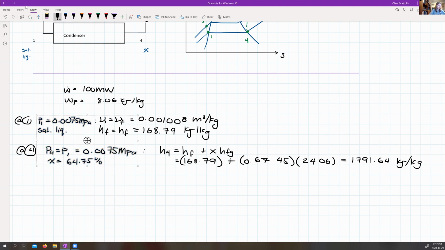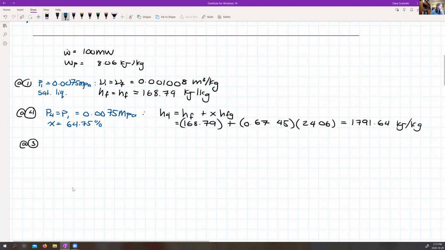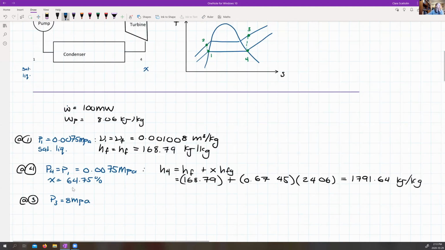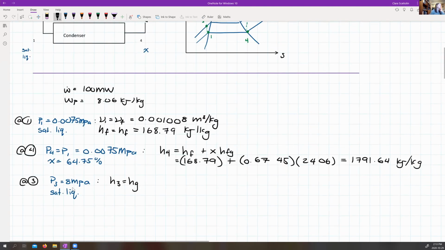I believe there's one more point where we have all of this information. At 3, we know the pressure. After we've gone through the pump, the pressure is going to be 8 MPa, so P3 is 8 MPa. Coming out of the pump, we're still liquid. All we did was increase the pressure of the liquid, so we're still a saturated liquid. Hold up, sorry, no, my bad.